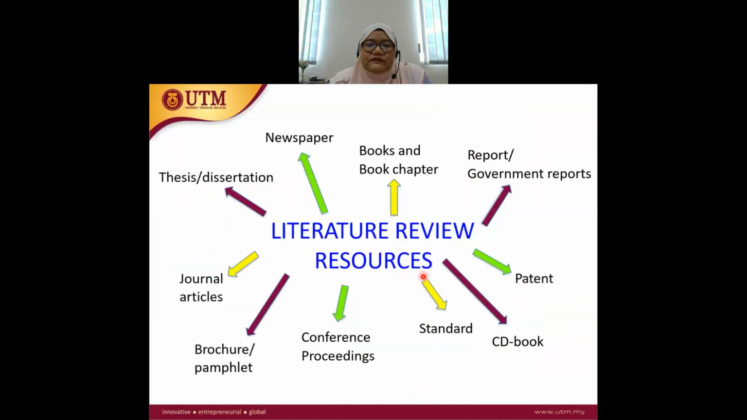Okay, so these are the resources of literature review. There are so many resources. You must be thankful because there is Google, so in Google we can find anything that we need. The resources for the literature review are first newspapers, books and chapters. You can also use book chapters, reports, or government reports.